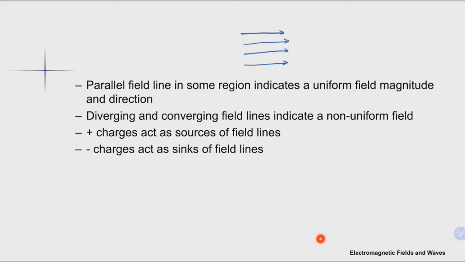If we have a diverging or converging field, meaning a field like that, or a field like that, we know that somewhere around here is most likely a source that is giving out electric field. Somewhere around here, we have a sink that the electric field is actually going into.